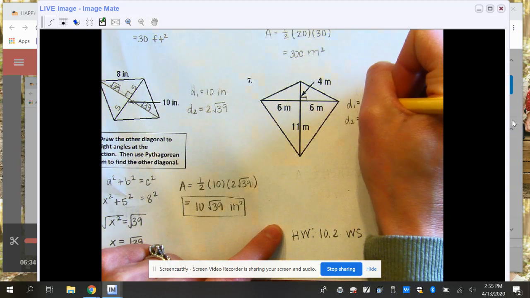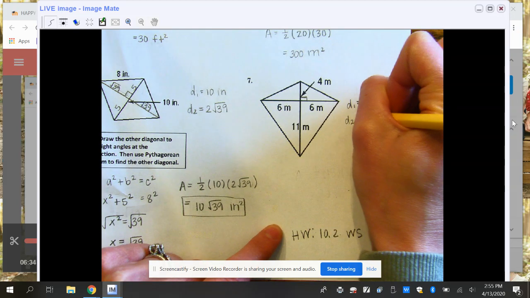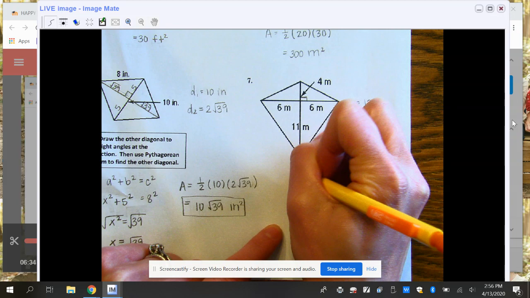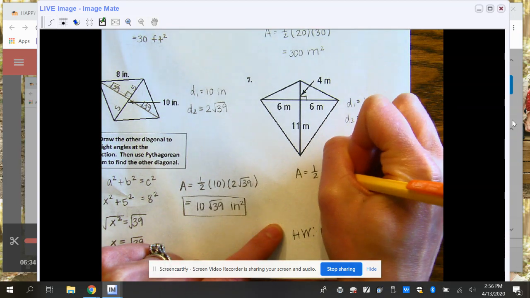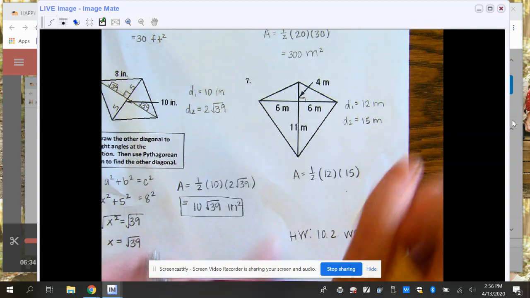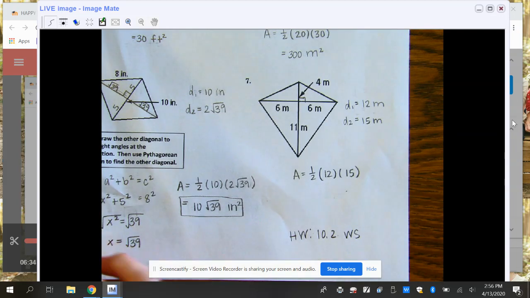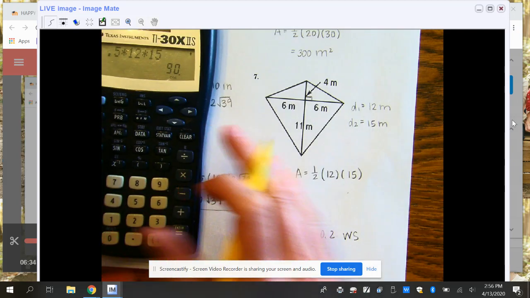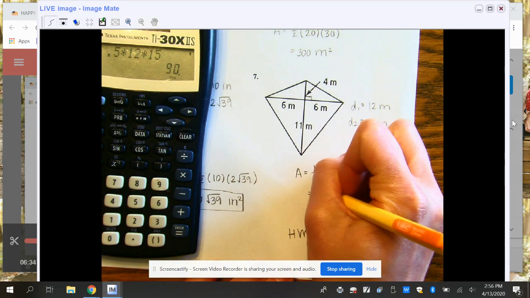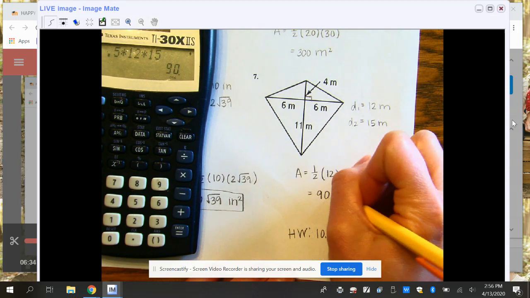So the shorter diagonal is going to be 12 meters. The longer diagonal is going to be 15 meters. And so when I multiply those together, 1/2 times 12 times 15 is going to be 90 meters squared.